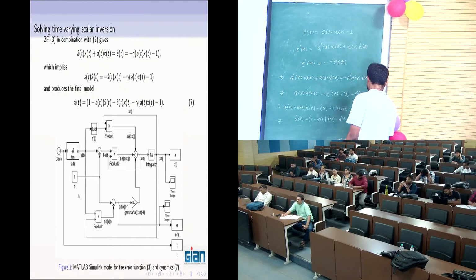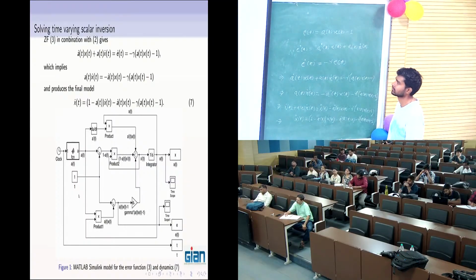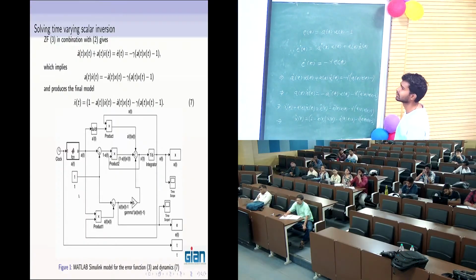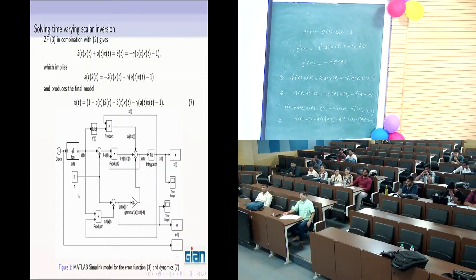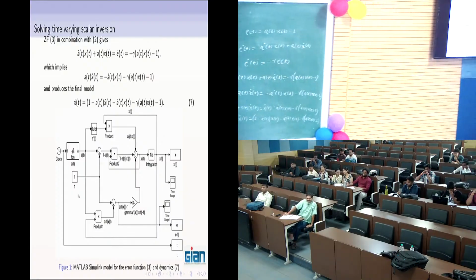It is ZNN dynamical system 7. Is it the same as 7? Looks excellent. Okay, we will analyze it first. Here is the definition of E of t.